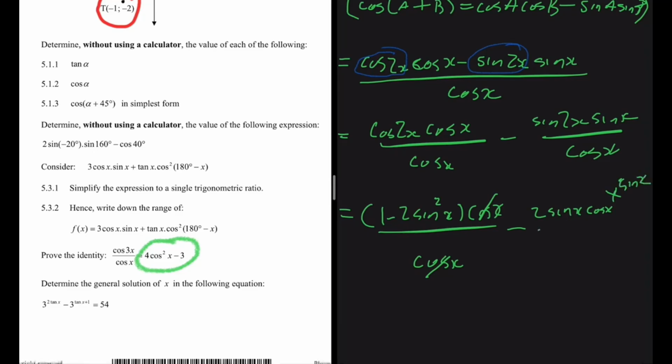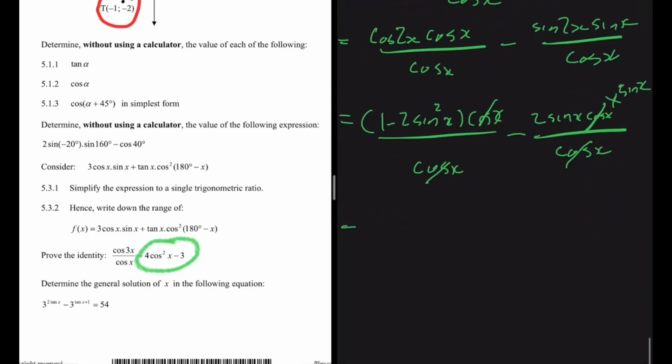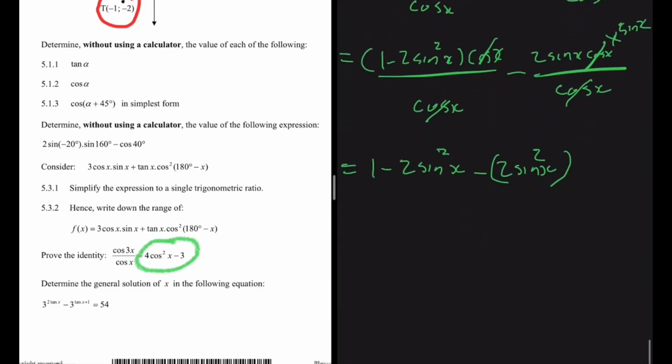I'm just running out of space. Everything divided by cos of x. So cos of x cancels out with cos of x, so we are left with 1 minus 2 sine of x squared minus 2 sine of x multiplied by another sine of x, right? So that will be just sine of x squared, right? But our answer has cos of x, right? So let's change sine squared x to cos of x.